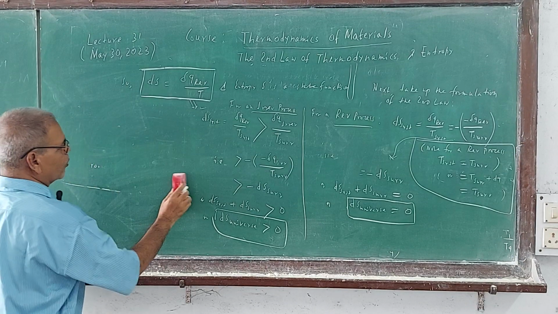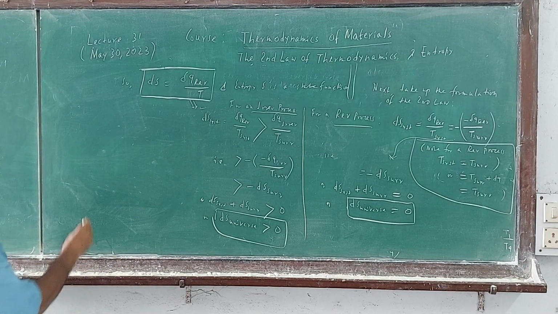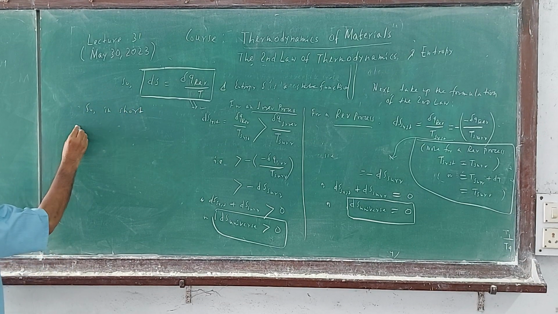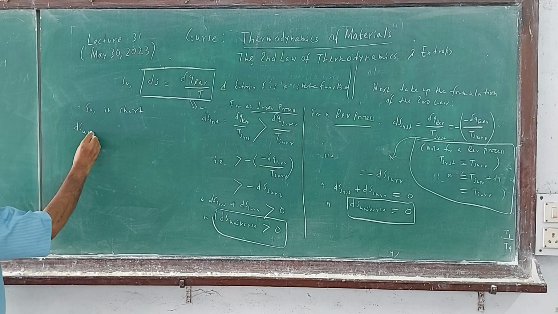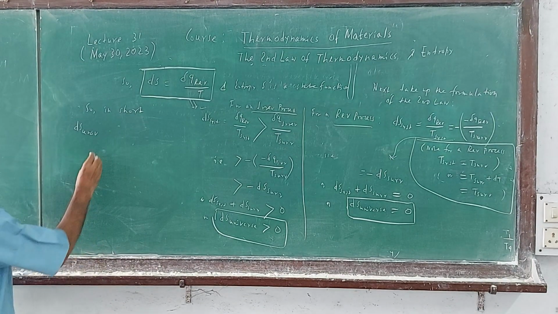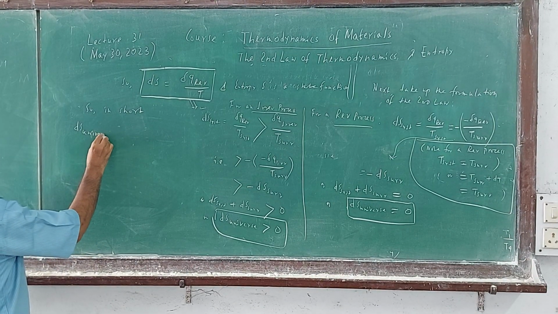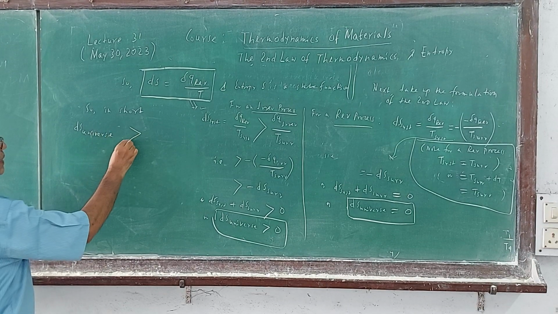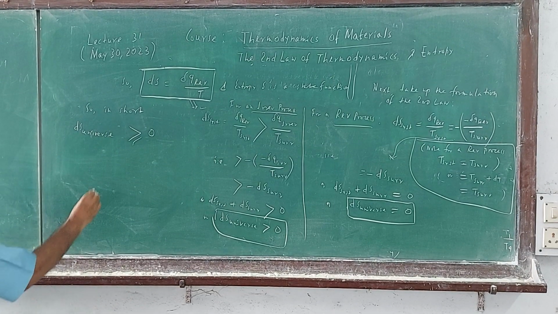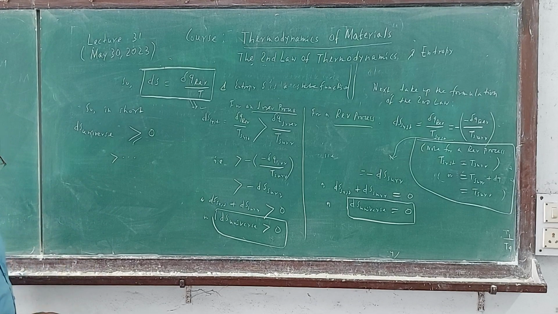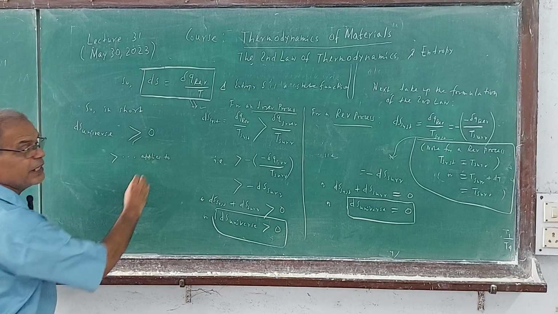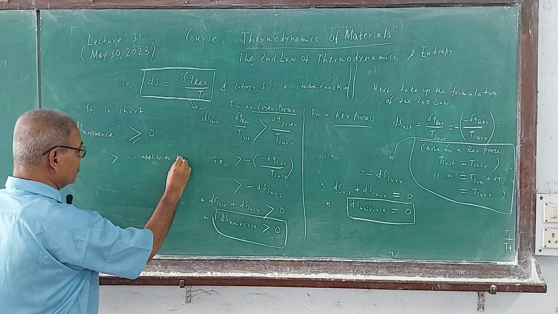So shall I remove this? Remove, since we are actually almost running out of time. So in short, I am writing this, you understand, dS universe in terms of universe. dS universe is what? Greater than or equal to 0. Will you be happy? One is 0, another is greater than 0. Greater than applies to what? Greater than applies to inequality. Inequality applies to, tell me, the irreversible process.